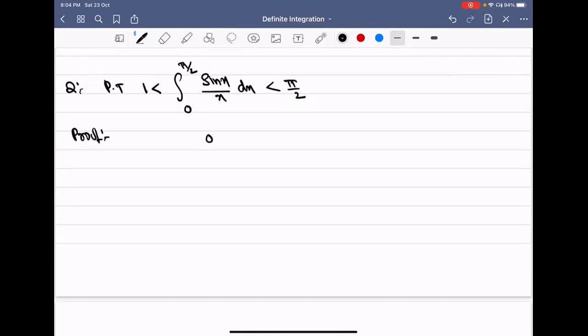So here limits are from 0 to pi by 2. Therefore 0 is less than x is less than pi by 2. So if 0 is less than x is less than pi by 2, 0 is less than sin x less than 1. Now if we divide throughout with x, 0 is less than sin x over x is less than 1 by x.